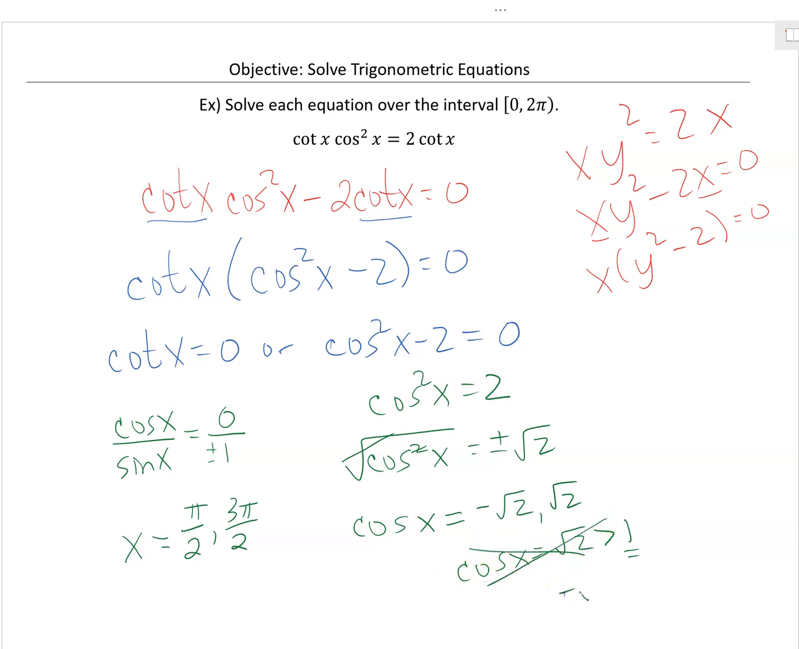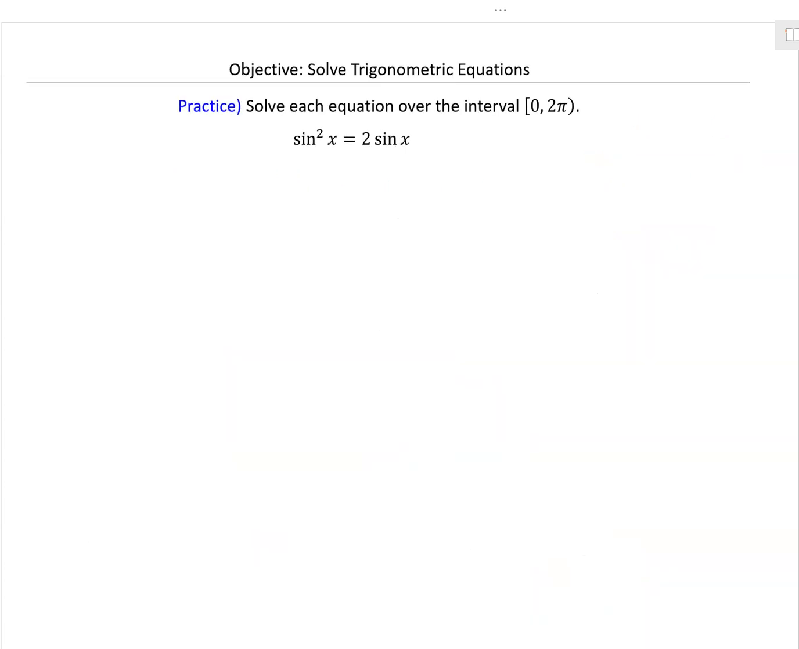And negative square root of 2 is about -1.4, and that's smaller than -1, which is the smallest value of cosine. So there's no angle that's going to have a cosine of negative square root of 2 either. So this gives us no extra angles. We just have those two right there. All right, let's try a practice problem. Here you go. Give this one a try. Pause the video.